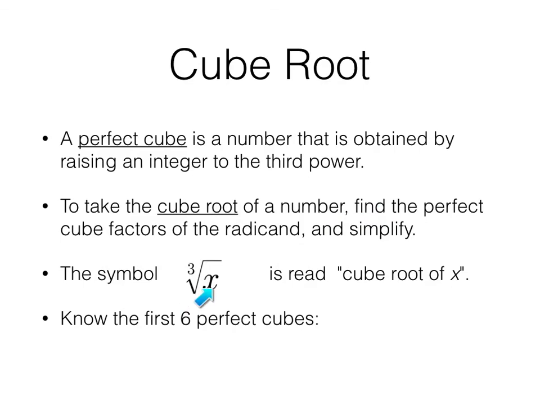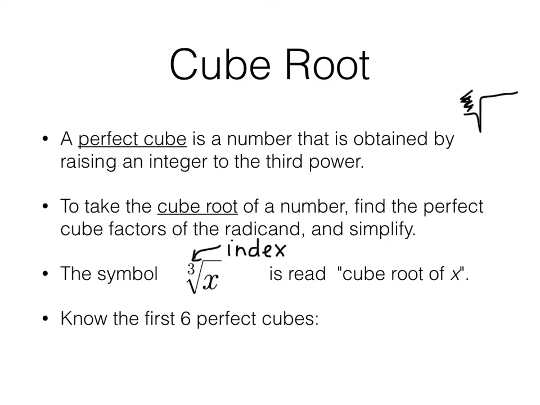This is the symbol that is called a cube root. This number out here can change. That's called an index. And for cube roots, it's a 3. In a square root, it's kind of like that number there is a 2, but it's invisible. We don't see it there. We just know it's a 2.